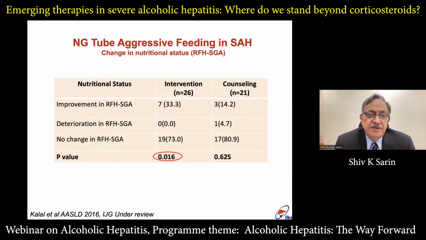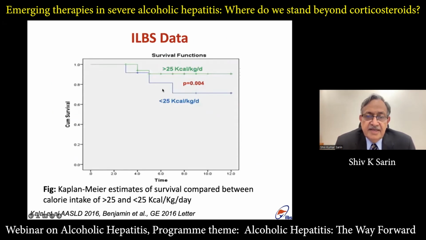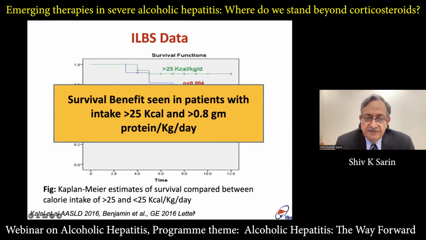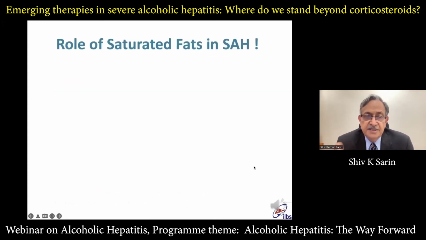This study, which we had presented in ASLD, by putting simply nasogastric tube and aggressive feeding, it showed that there is an improvement when you do intervene. And if you can give more than 25 kilocalories compared to less than 25, this makes a huge survival benefit. Therefore, attempt to give at least 25 kilocalories and more than 0.8 grams. It is difficult to feed such patients, so put NG tube.